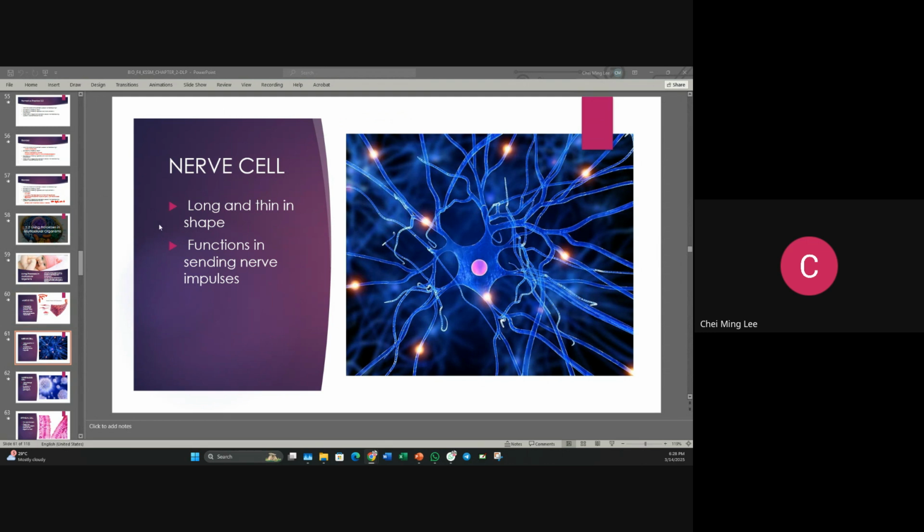Okay, the nerve cell is long and thin in shape because you need to spread the nerve impulse effectively. So it must, like a spider web, have lots of connection. So normally it comes out with something that looks like a network. So it's long and thin in shape, and the function is to send the nerve impulse. Okay, I'll jot this down.